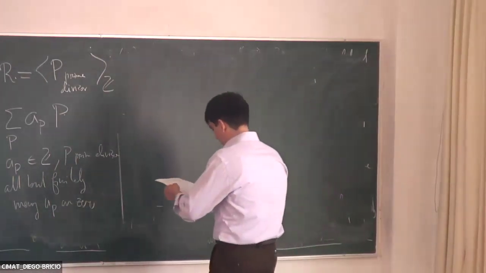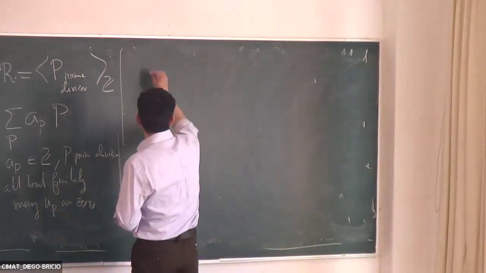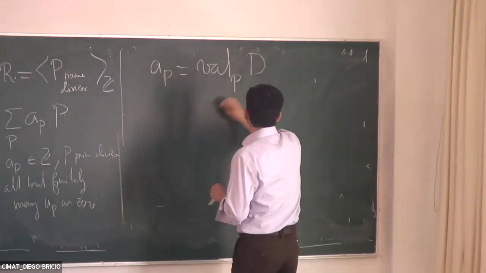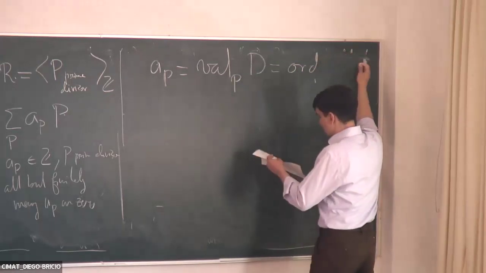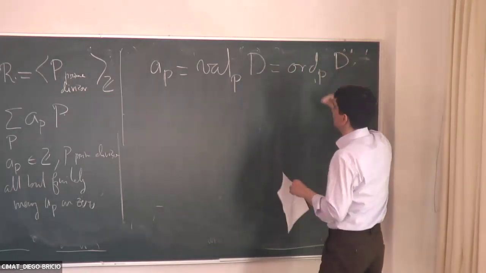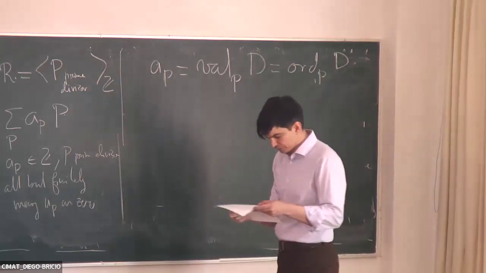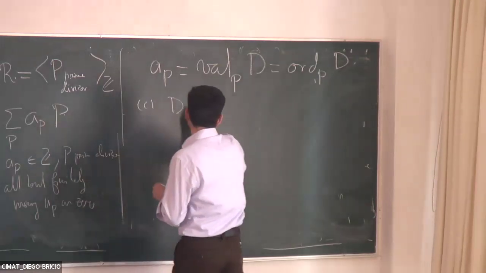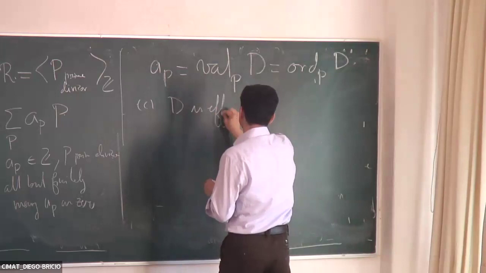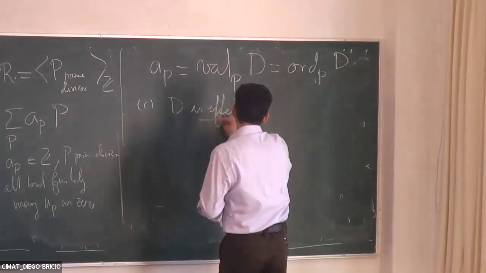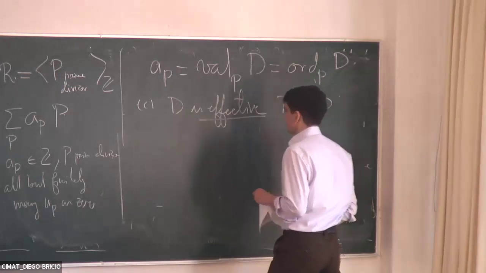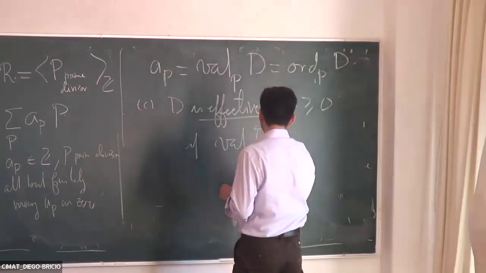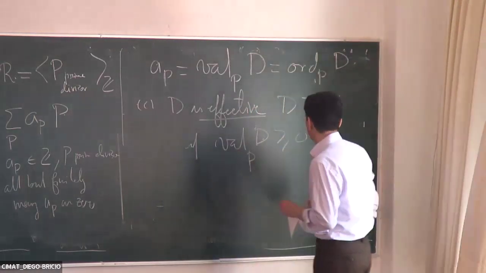What else? Often we write a_P to be the evaluation of your divisor at P, or the order of vanishing of D along that specific prime divisor. What is next? D is effective, and you write D bigger than or equal to 0 if the evaluation of D at every prime divisor is non-negative.